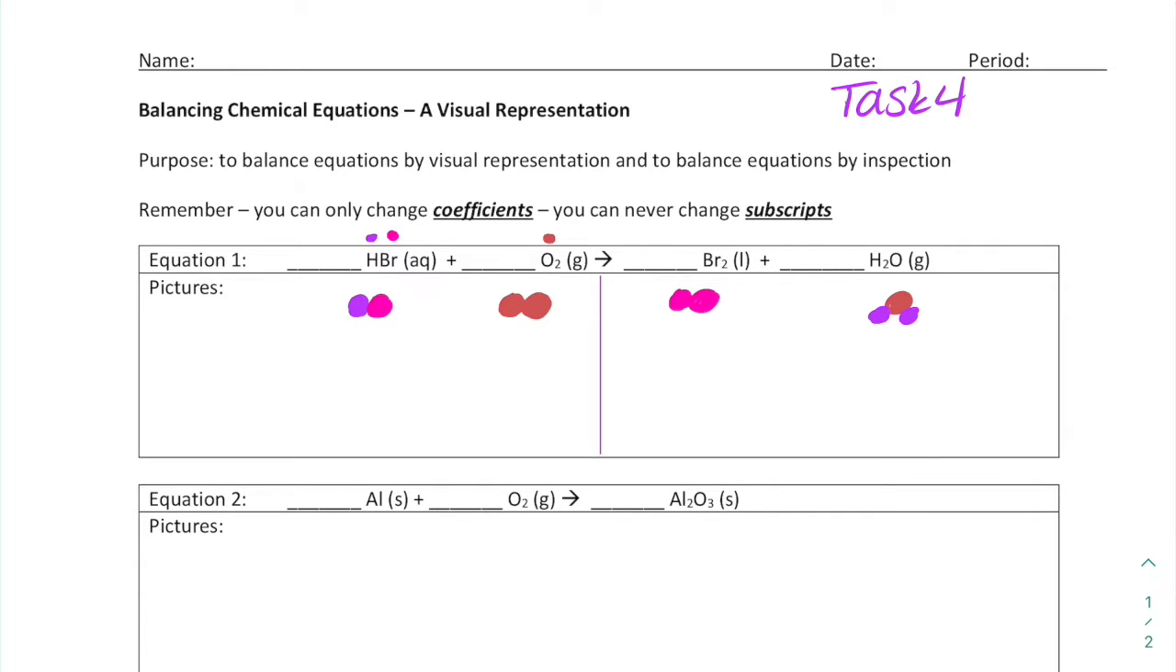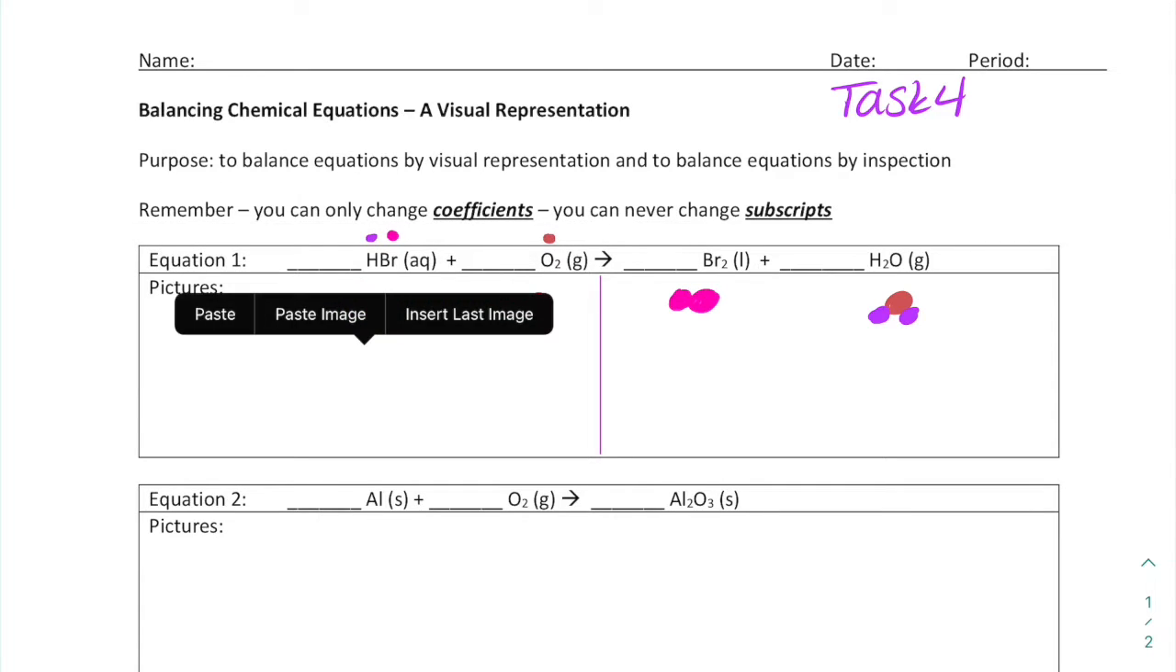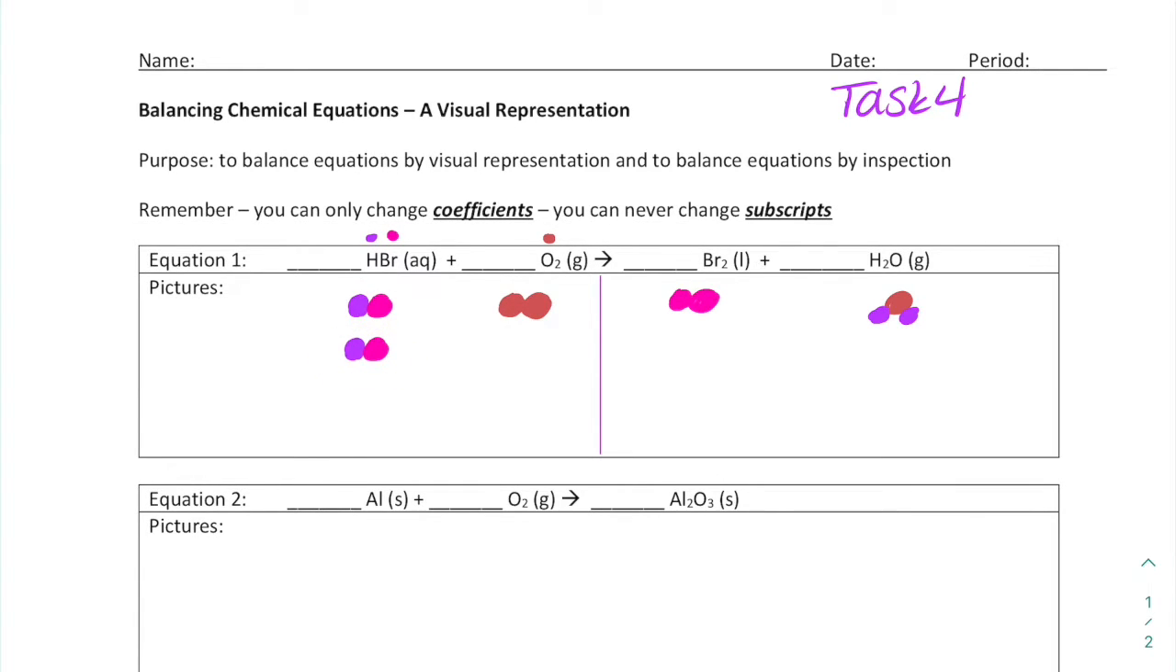So I need more hydrogen, so I'm going to start here. So I'm going to copy and paste. Okay, so my hydrogen is good. My bromine is good. Okay, if I look here, I've got 2 hydrogen, 2 hydrogen, 2 bromine, 2 bromine. But look at oxygen. Oxygen's not happy. So I need more oxygen on the right side.